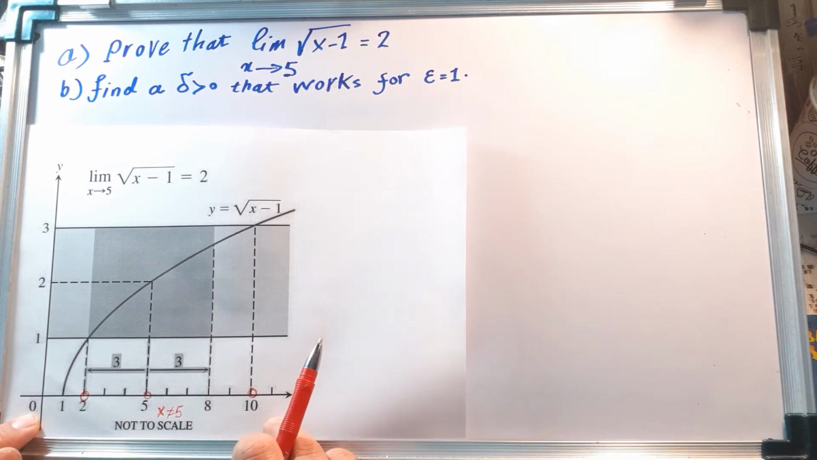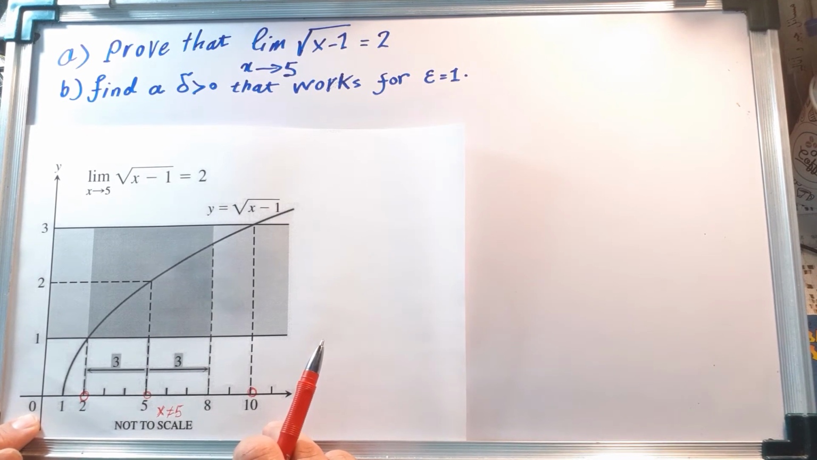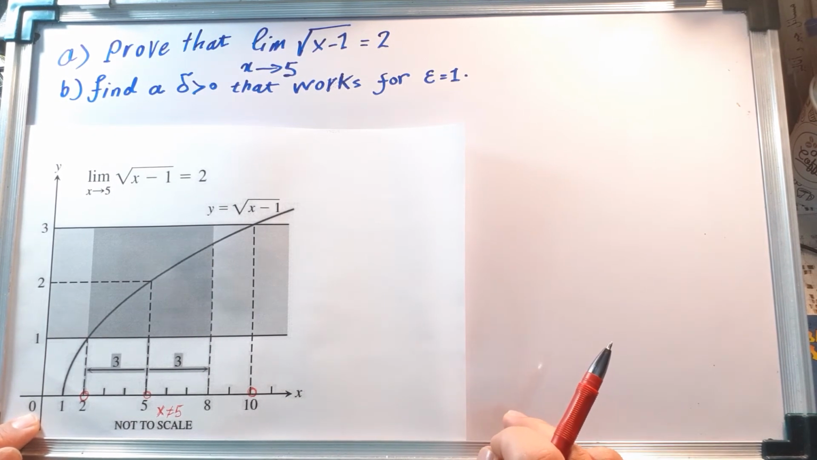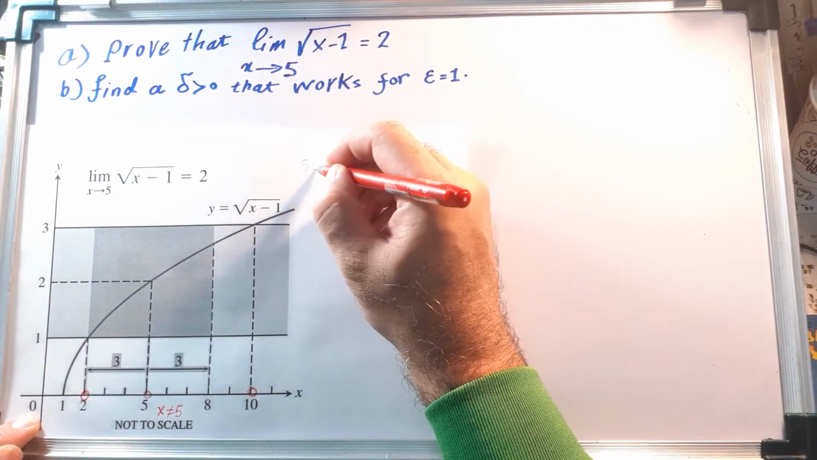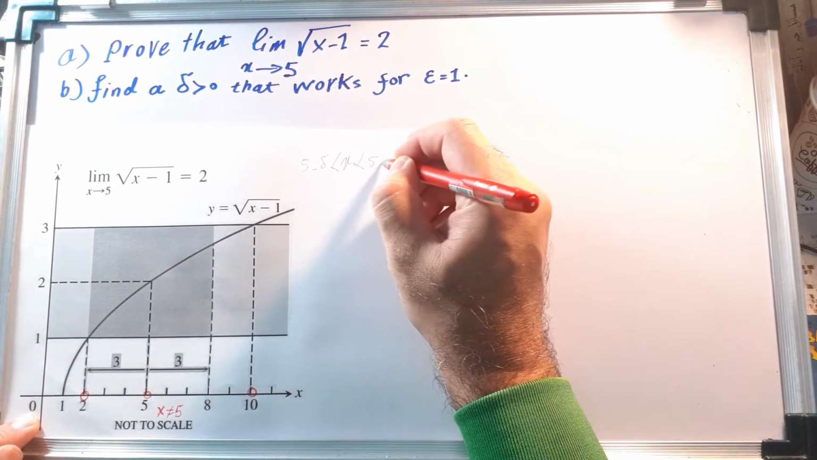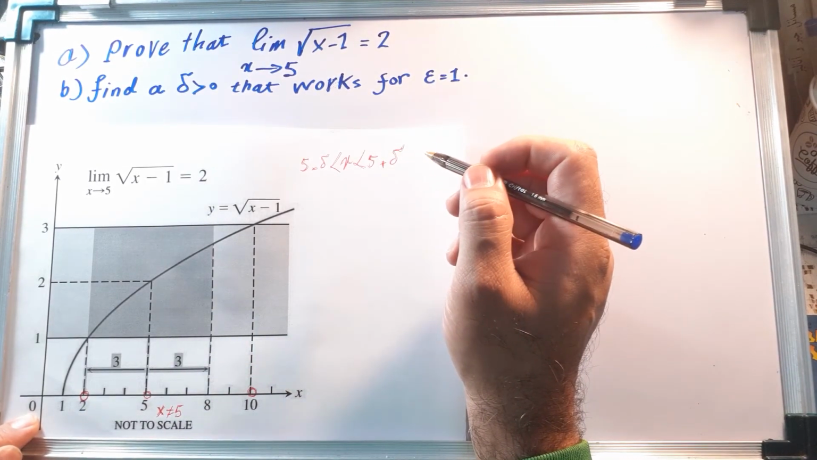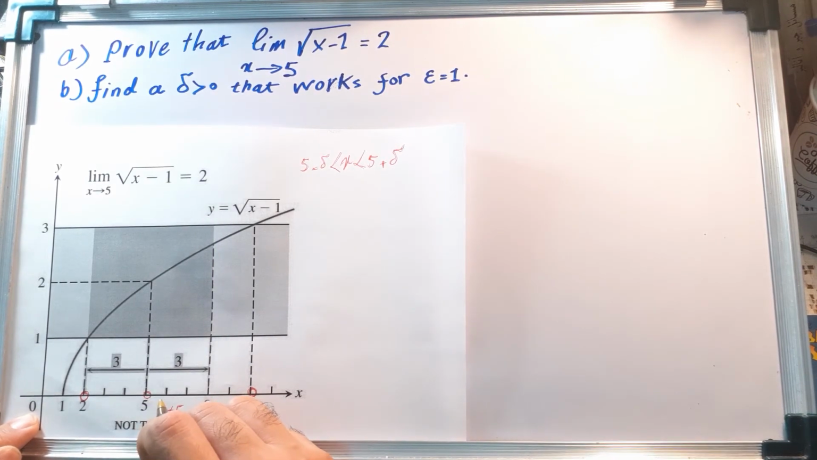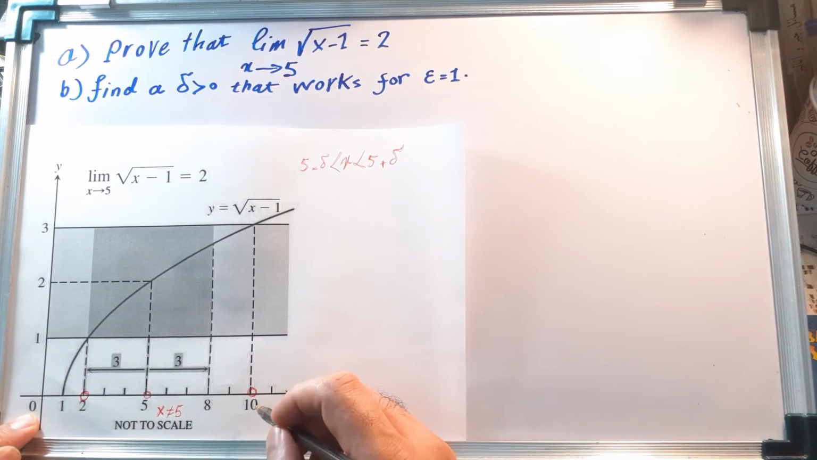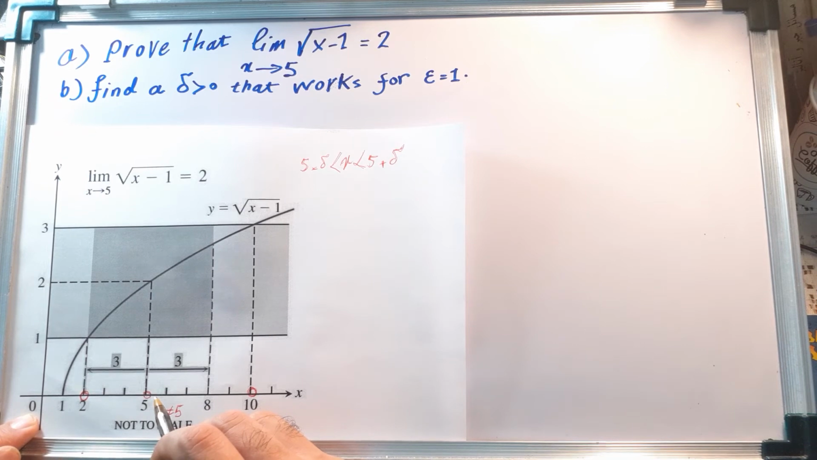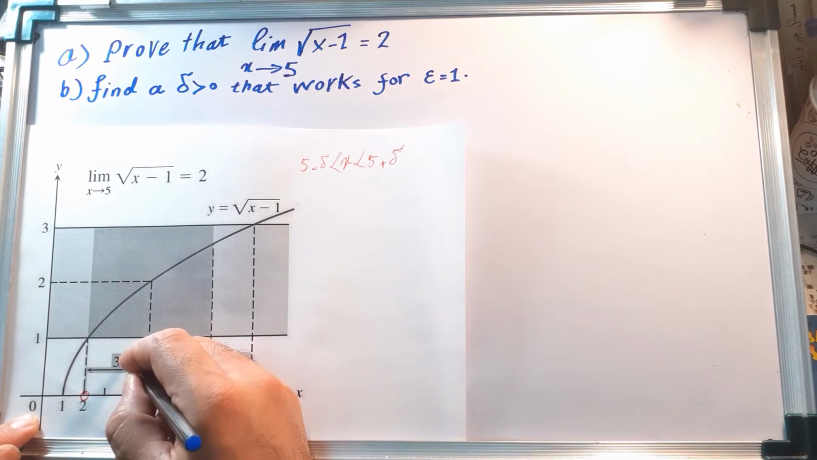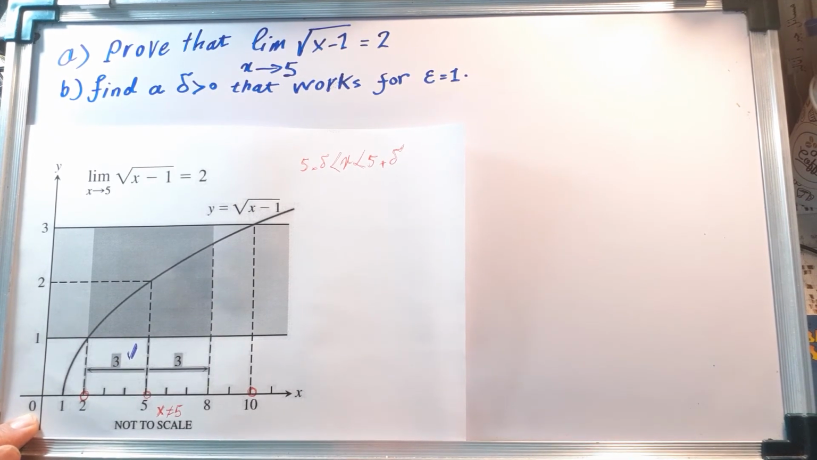Okay, find a value of delta greater than 0 to place the central interval x between 5 minus delta and 5 plus delta, centered at x equals 5 inside the interval starting from 2 to 10. The distance from 5 to the nearer endpoint of this interval, from 2 to 10, is 3. So we select the amount of 3 for the delta.